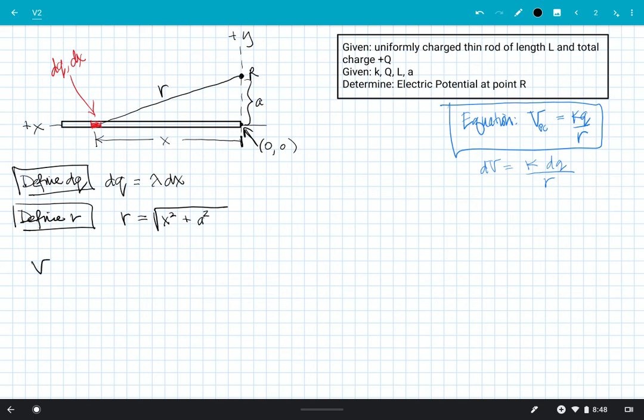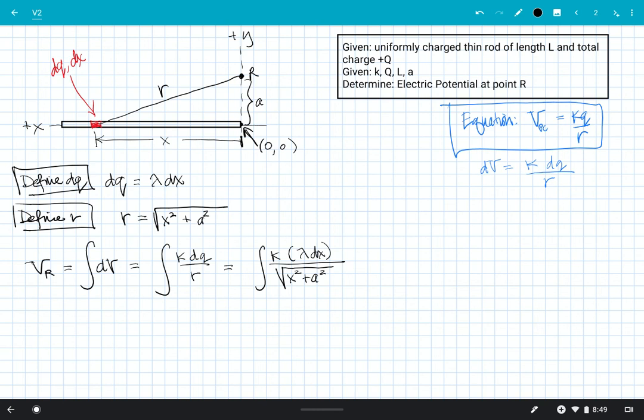So my potential at point P is going to be summing up all of my dVs, right? So I'm summing up K dq over R for my situation. And that's going to be K. My dq here is lambda dx. My R is root x squared plus a squared. So notice what a different form this is than the previous one that we looked at. So just kind of keeping an eye on that.